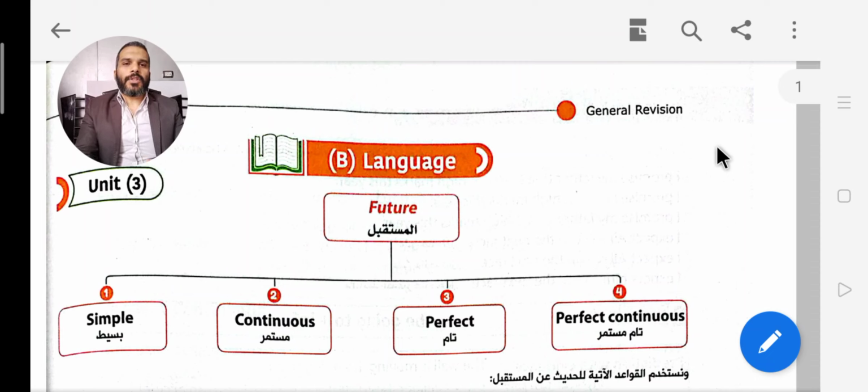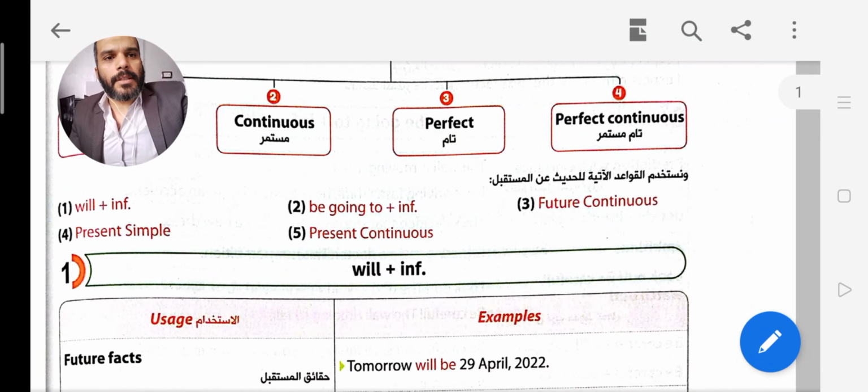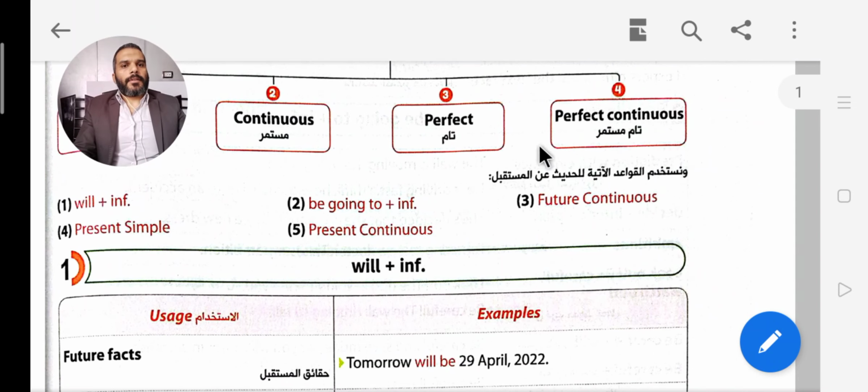There are different ways or tenses to express future. Here we have 5 tenses we can use to express future. Number 1, will. Number 2, be going to. Number 3, future continuous. Number 4, present simple. Number 5, present continuous. Number 1, will.